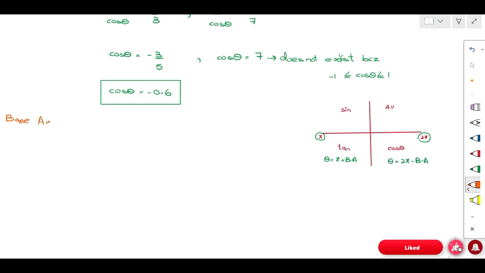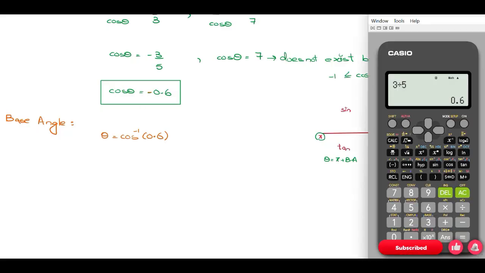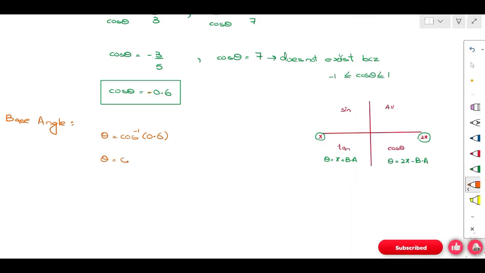The base angle is theta equals cos inverse of 0.6 in radians. For the base angle we are not considering this negative sign, right? We consider this negative sign for the quadrant, that is, in which quadrant the cos is negative. Cos inverse of 0.6 in radians is 0.927. Theta is 0.927 radians. Okay, now the cos is negative in the third quadrant.